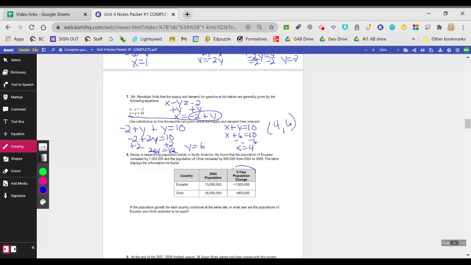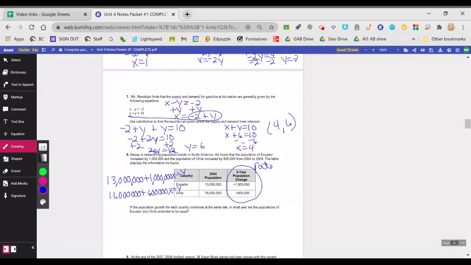Well, this is the population change, so that is our rate. So for Ecuador, our equation is 13 million plus 1 million x. And it's 1 million x equals y because x is the number of years. That's our slope, the 1 million. For Chile, it's 16 million plus 600,000 x equals y. And I want to know where they're equal.